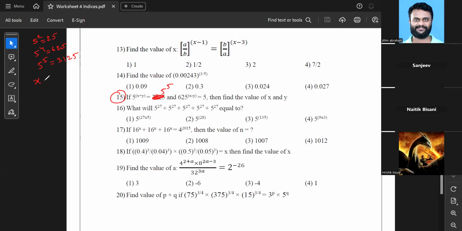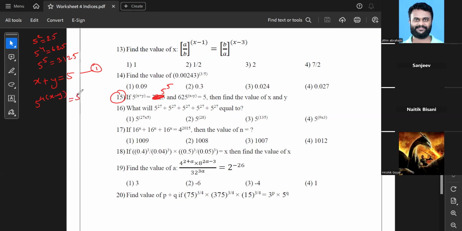So that thing gave me one expression that x plus y is equal to 5. This is my equation number 1. And for equation number 2, again I have 625 raised to x minus y is equal to 5. So again, 625 is what? 625 is basically 5 raised to 4. So I can say that 5 raised to 4 times x plus y. Sorry, x minus y it is, right?